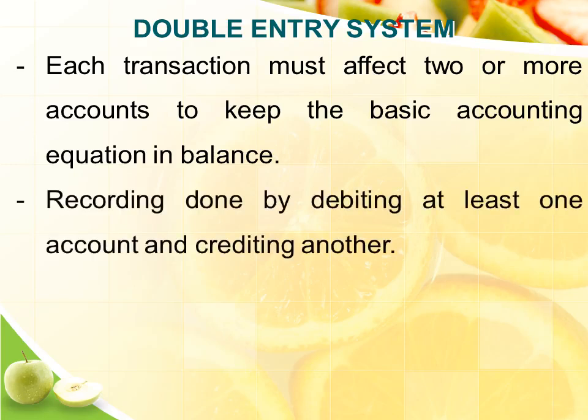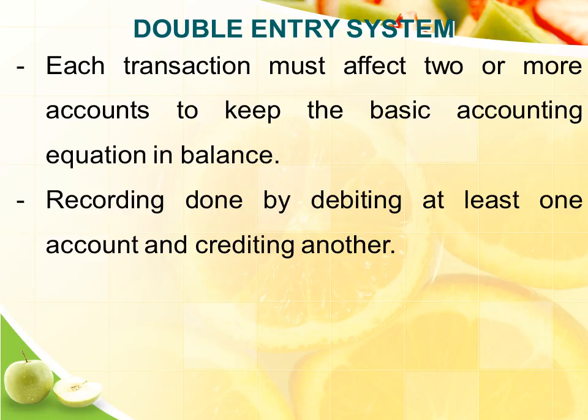And under the double entry system, we debit at least one account and credit another account. It means that in each transaction, accountants cannot debit all accounts or credit all accounts. They must debit at least one account and credit another. For example, we debit goods and we credit cash. We do not debit goods and debit cash, or credit goods and credit cash.